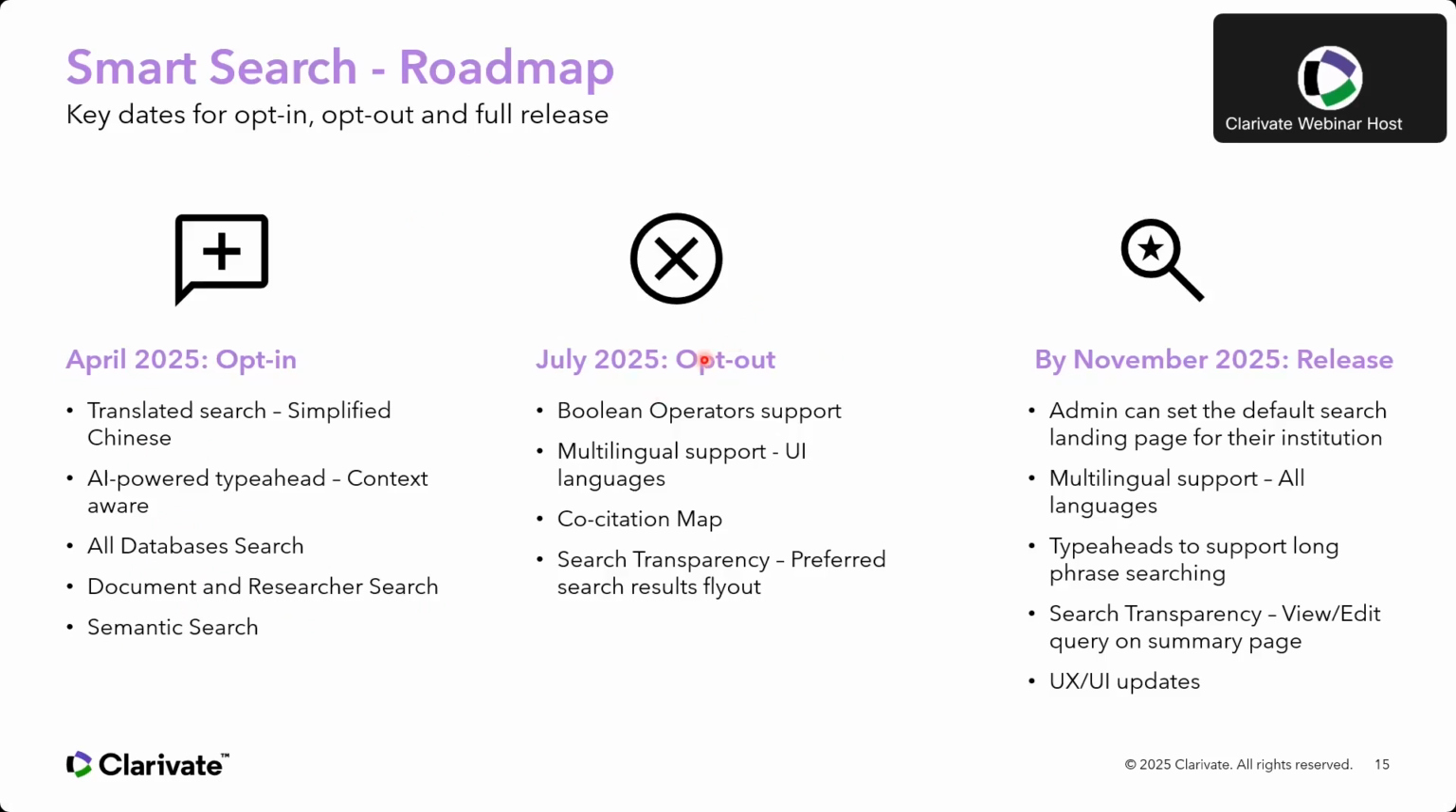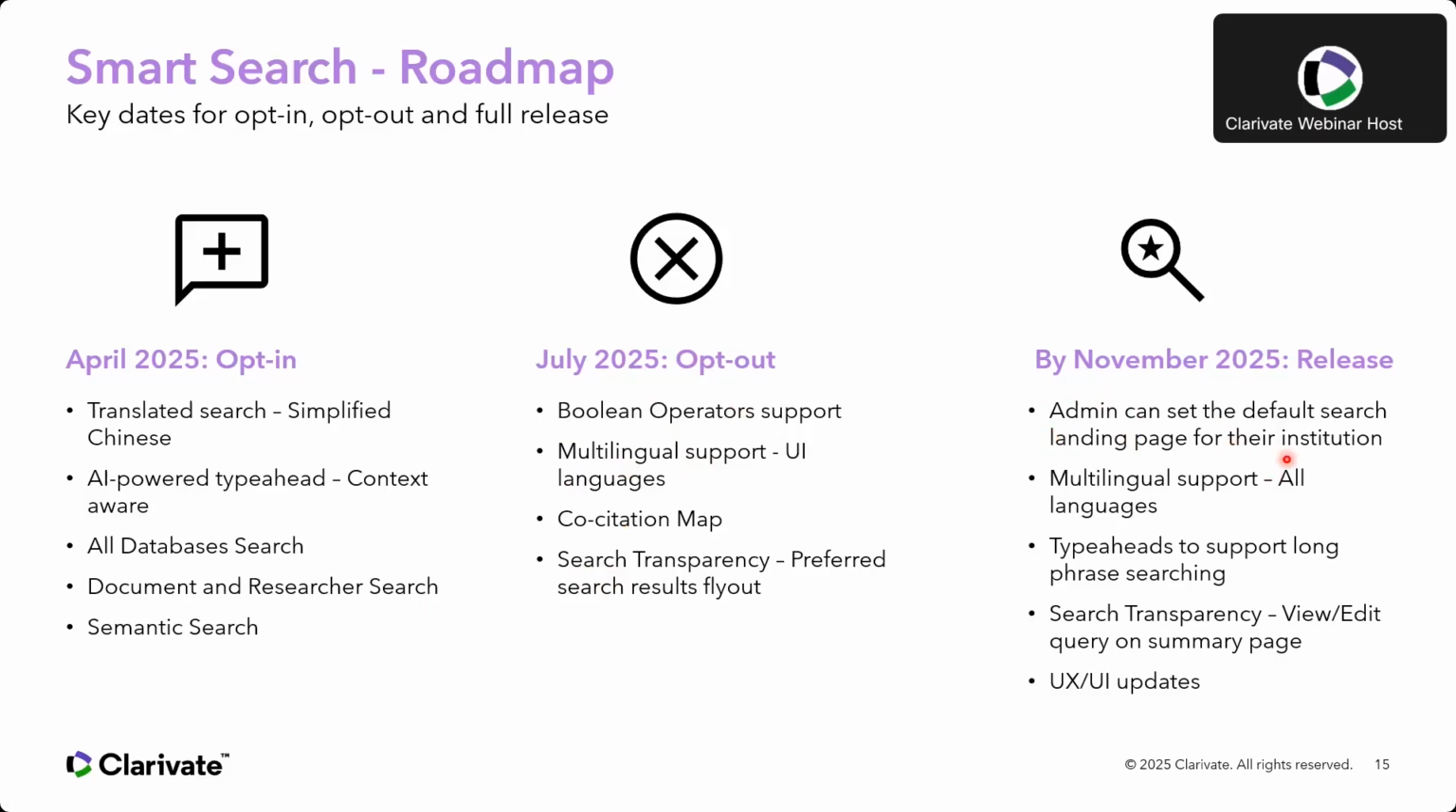In July, there was an opt-out also possible, supporting Boolean operators, supporting different languages, introducing the cross-citation map, and the search transparency so that you can choose what you prefer in terms of Boolean, semantic search, or a combination of both. This month, we released the smart search.